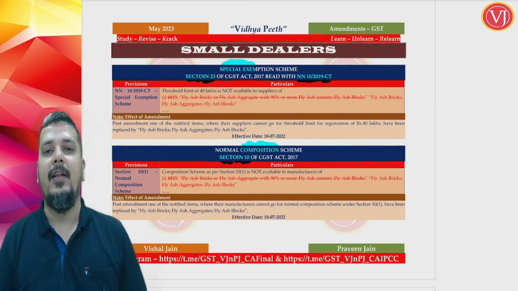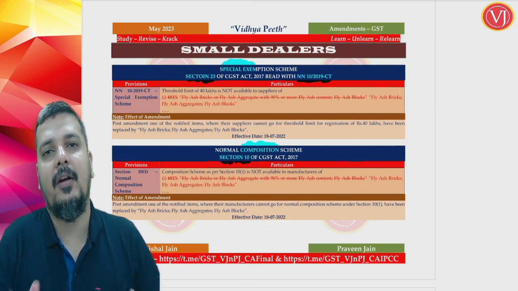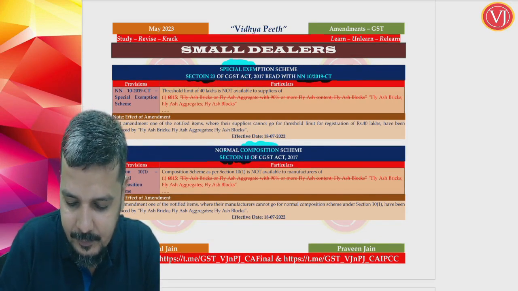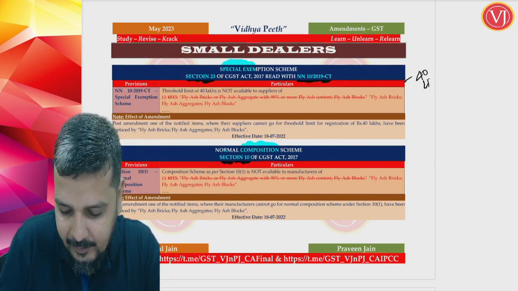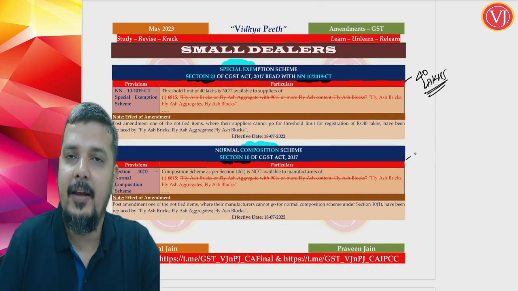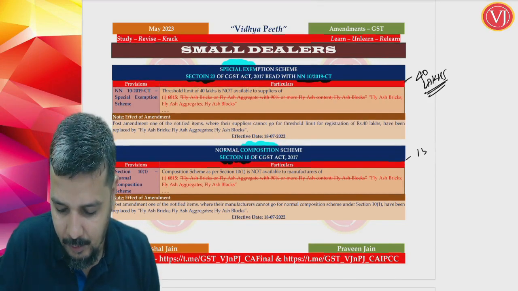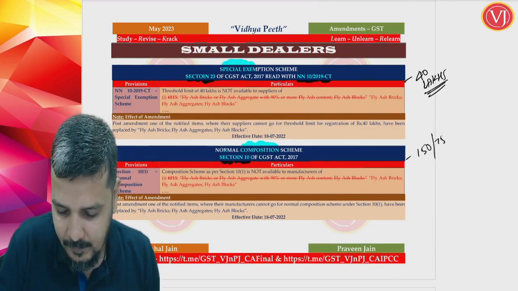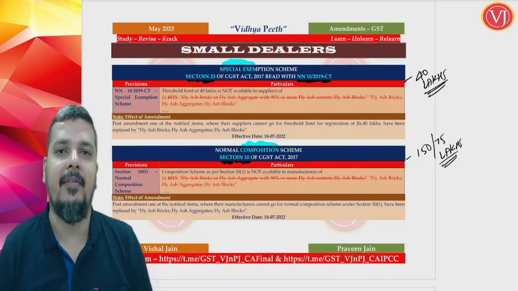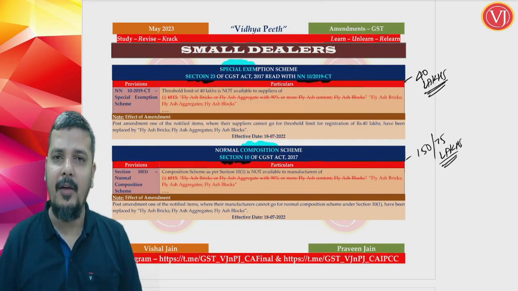Basically, if you see, there is a certain list of goods where you cannot opt for the 40 lakhs exemption threshold limit from registration, and there are again some notified goods where you cannot go for the normal composition scheme, which is 150 lakhs, 75 lakhs. Now, what are they then?